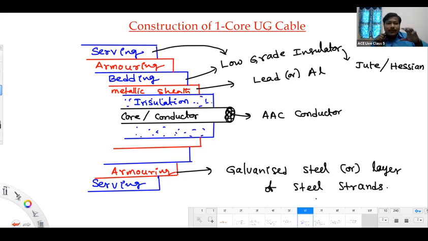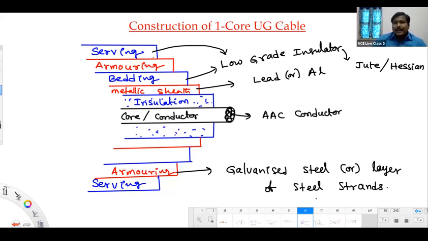So just remember what materials we have to use for each and every layer from the view of examination. For insulation, we said many materials, right? PVC, XLPE, rubber, VIR. Metallic sheath: aluminum or lead. Bedding: a low-grade insulator, jute or hessian. Armoring: galvanized steel wires or a layer of steel strands. Serving: again a low-grade insulator, jute or hessian. Fine. So, next step.